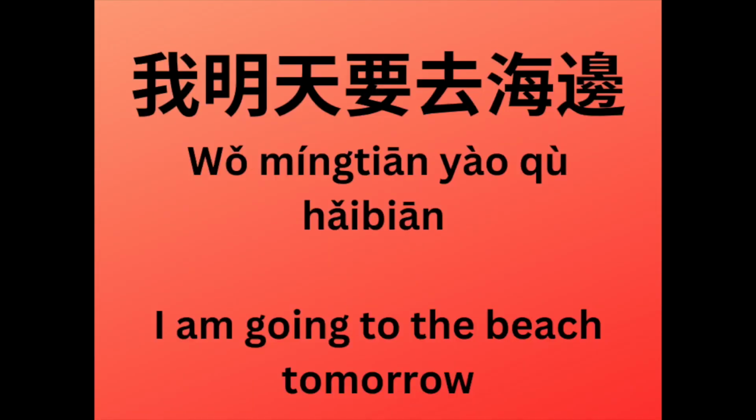So let's take the sentence we made earlier. 我明天去海边. Then 要 goes in front of the verb. In this case, 去. 我明天要去海边. Or 明天我要去海边 means you have the intention to do this in the future.